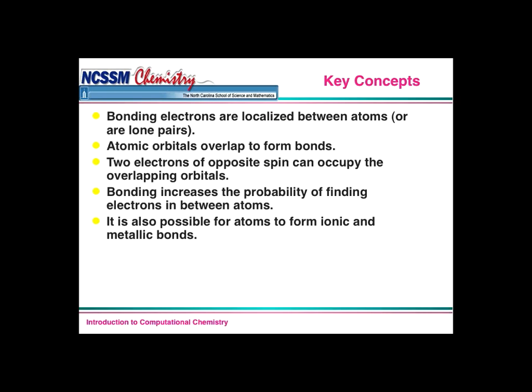Okay, some of the key concepts are bonding electrons are localized between atoms. What that means is if you have bonding electrons, you're going to find them right in the middle between 2 atoms, and that's called localized. Okay? You should understand that we can take atomic orbitals like an s orbital and an s orbital, and we can overlap them to form bonds. You need to understand that 2 electrons of opposite spin can occupy an overlapping orbital. You need to understand that bonding increases the probability of finding electrons in between atoms.